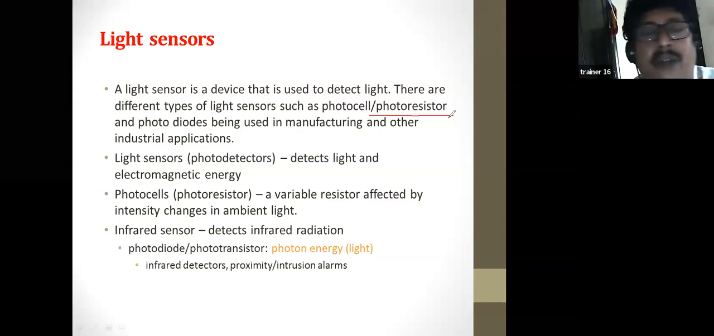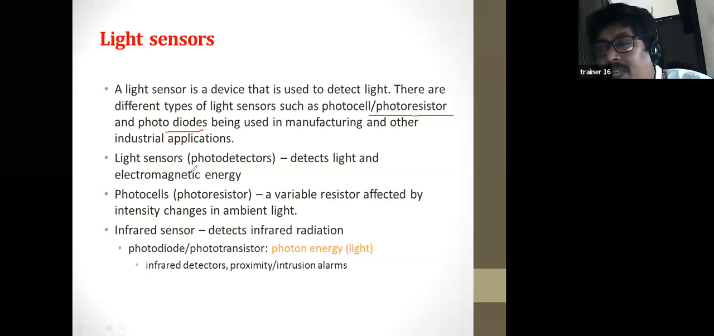And photodiodes. I think all of you know the diode, that it glows with some light. That is called a photodiode. Okay, the light emitting diode, I think all of you know that, the LED. You've seen the LED, light emitting diode. The diode is emitting light.